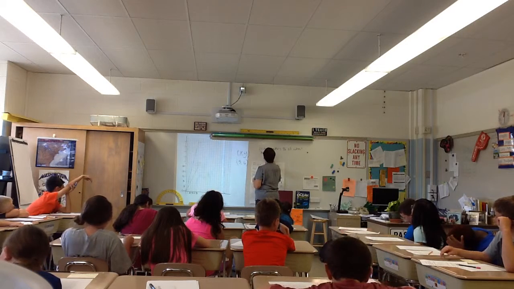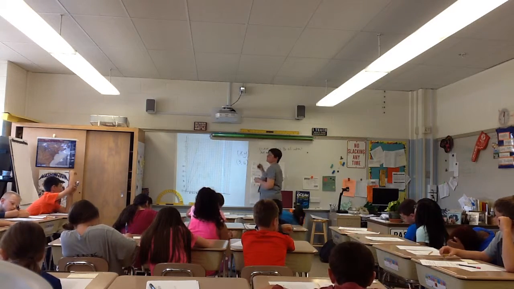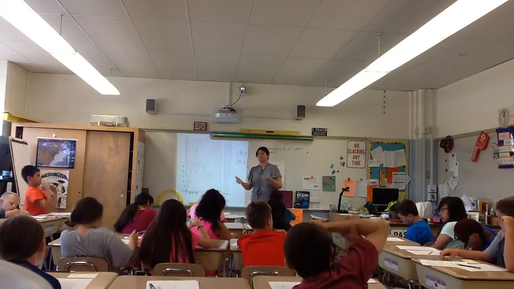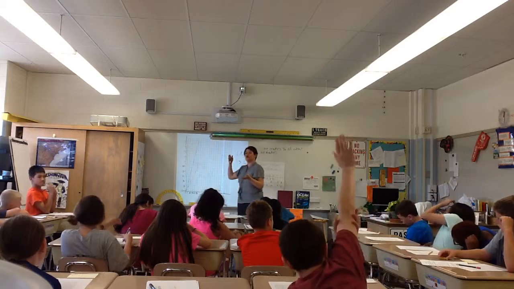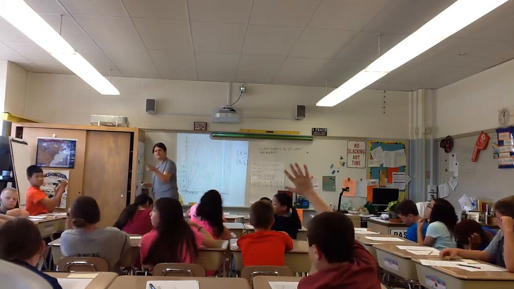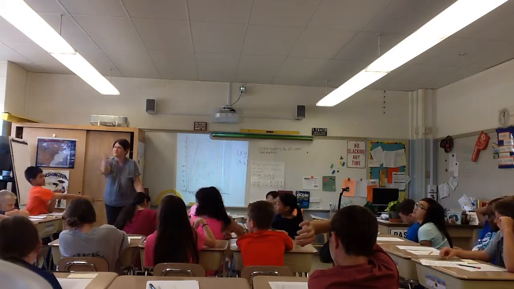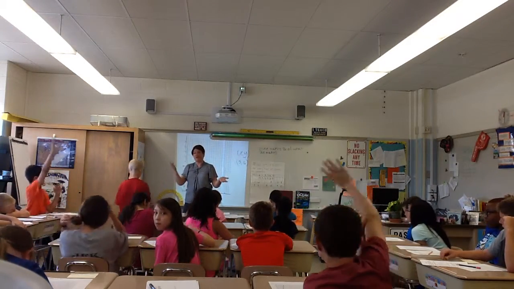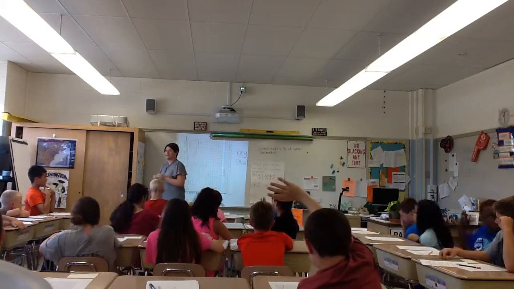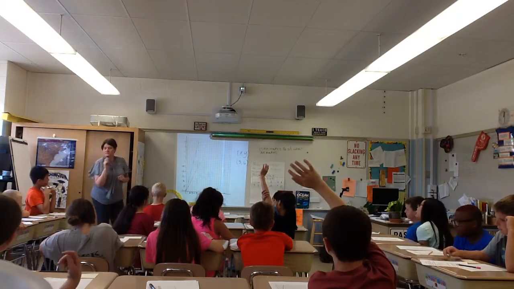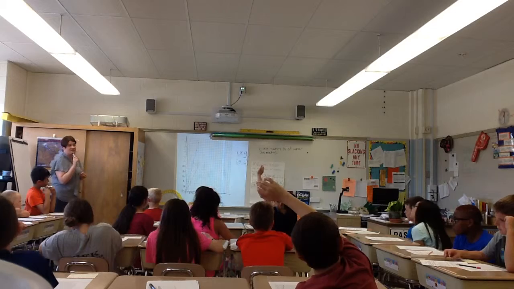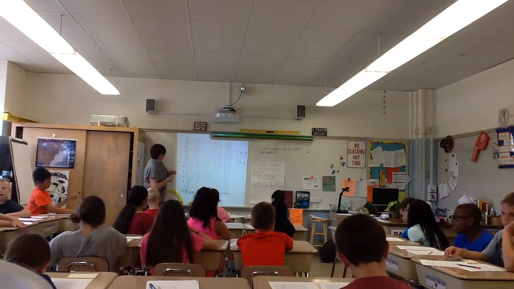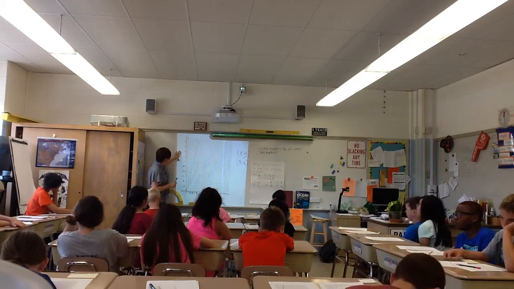And what operation would we need to use to get from Mike's money to Joe's money? Multiplication. What about if I'm going from Joe to Mike? What's the other operation that we're using if we're going from Joe to Mike? We're going backwards. The opposite of multiplication. Division. Super.